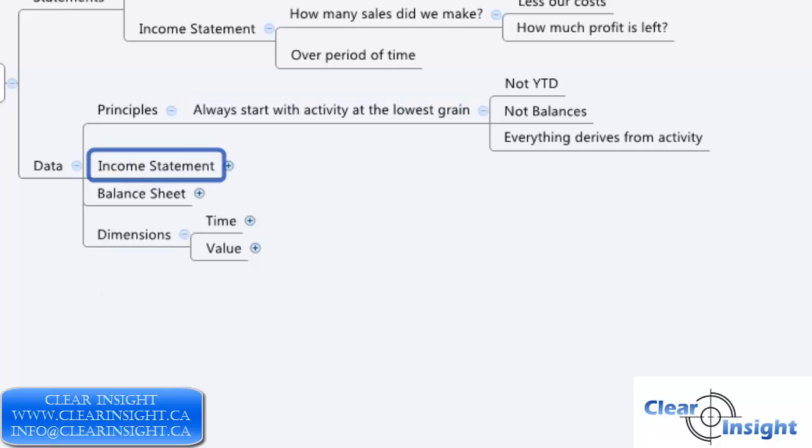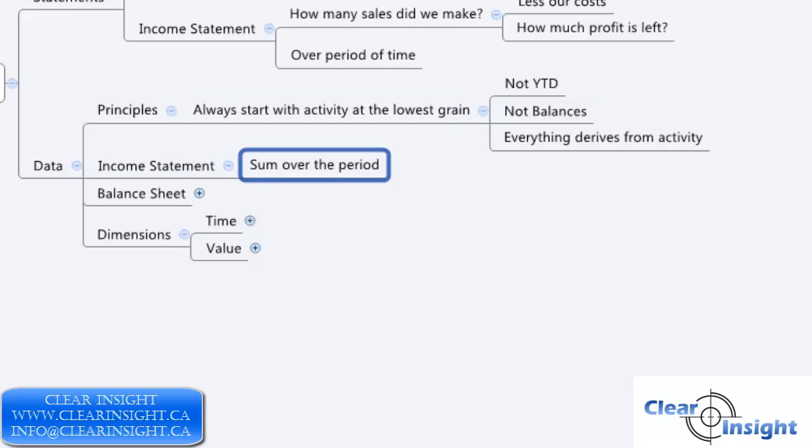So from an income statement perspective, it's really a simple case as we sum over the periods. If we want to know what the income statement balance is for our revenue over the first 3 months, well, we just sum up all the activity in those 3 months. So it's a simple sum.